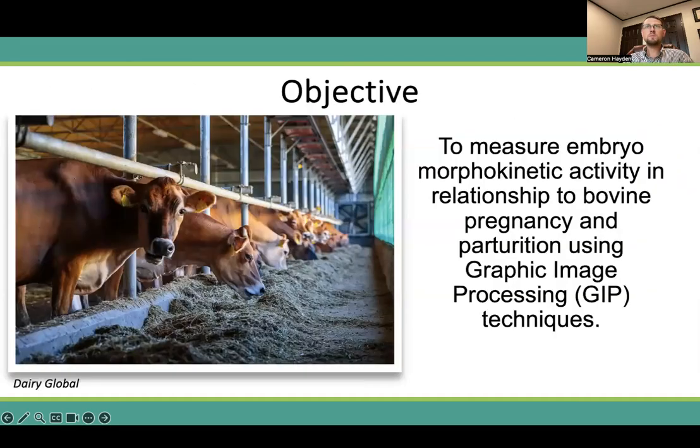Thus, the objective of this research was to measure embryo morphokinetic activity in relationship to bovine pregnancy and parturition using graphic image processing techniques.